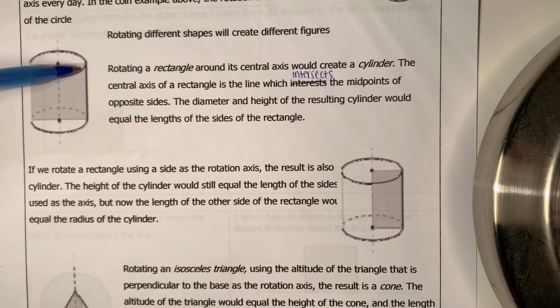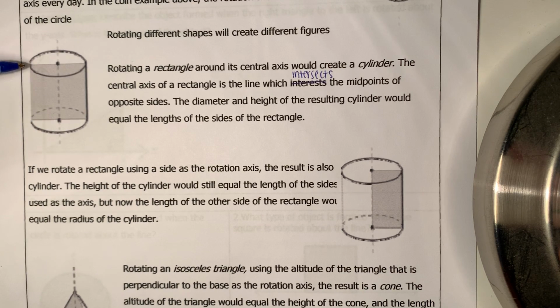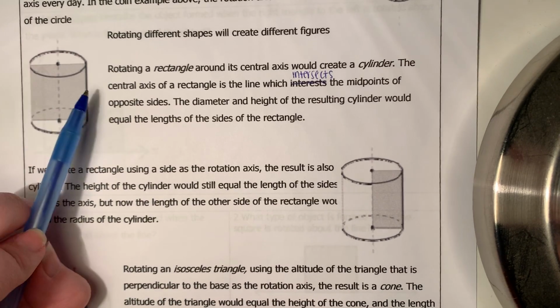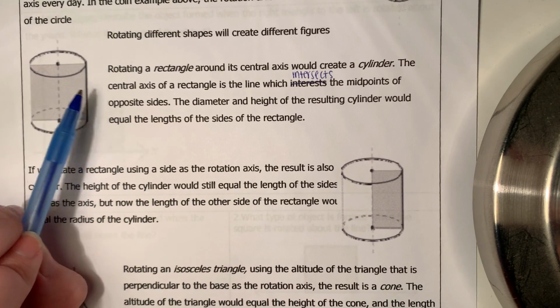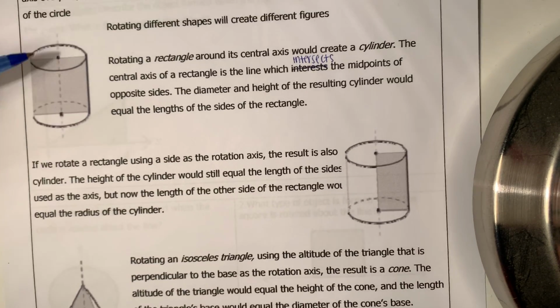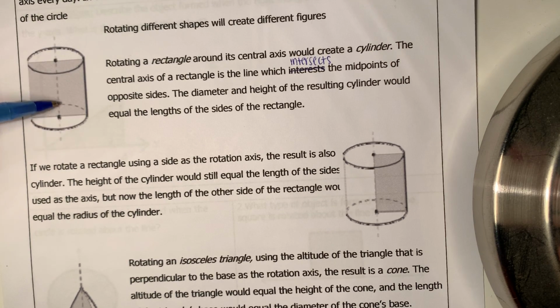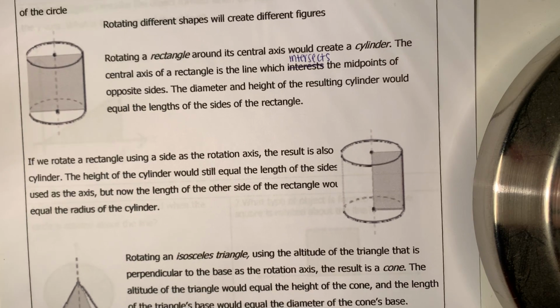See how there is a rectangle kind of inside this cylinder here. So essentially, if you were to take a rectangle and rotate it around, it would create a cylinder. And that is, by the way, if you rotate through the center of the rectangle.